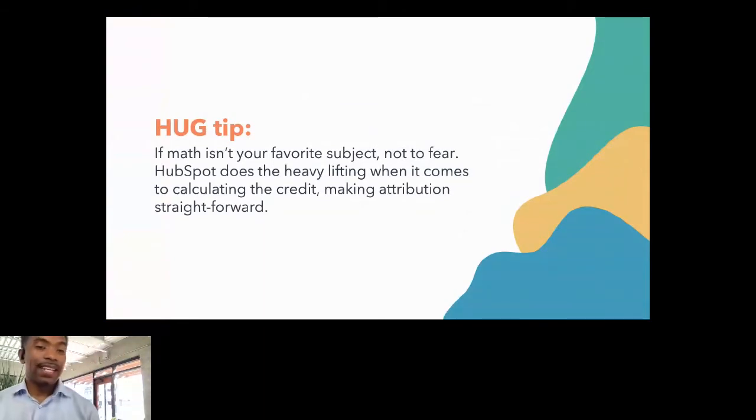Attribution modeling can get a little overwhelming. And if you're like, hey, I'm really just not a math person, all this calculation is really tough, just know that the benefit of using a tool like HubSpot, and HubSpot specifically, is that it does a lot of the heavy lifting for you. You don't have to have a master's degree in stats or be a statistician to be successful in actually using the attribution tool.